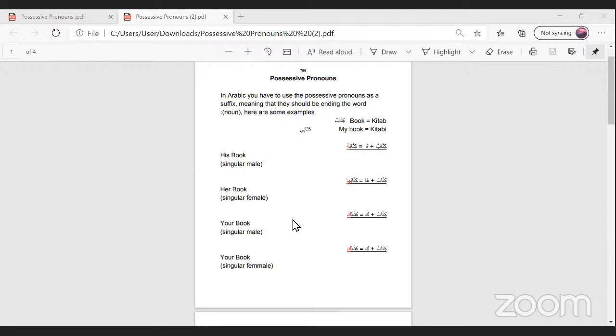Okay, so Mehtab, let's do the word imamun. Imamuhu, correct. Imamuha, correct. Imamuka, correct. Imamuki, correct. Imami, correct. And imamuna. Excellent.